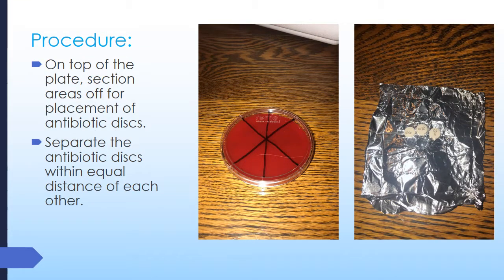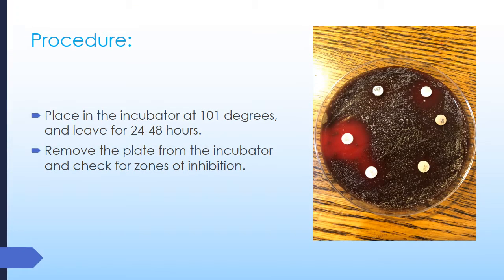On top of the plate, you need to section areas off for placement of antibiotic discs. Then separate the antibiotic discs within equal distance of each other. After that, place in the incubator at 101 degrees and leave for 24 to 48 hours. Then remove the plate from the incubator and check for zones of inhibition.